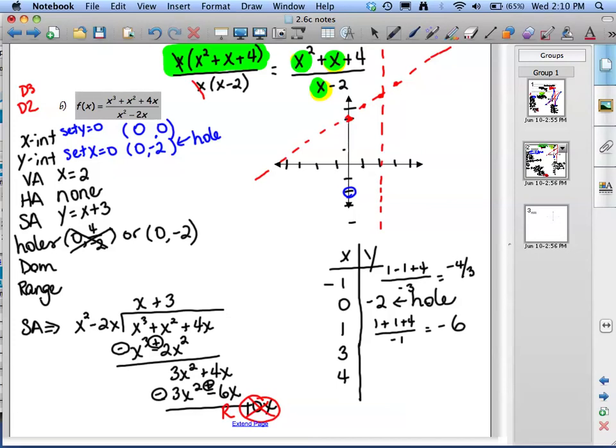3 is going to get kind of big here. 3 squared is 9 plus 3 plus 4 all over 1. So I believe that's 16. And then 4 is also going to be pretty big. 4 squared is 16 plus 4 all over 2, which I believe is 12. 24 over 2 is 12. And now you put these values on the grid.